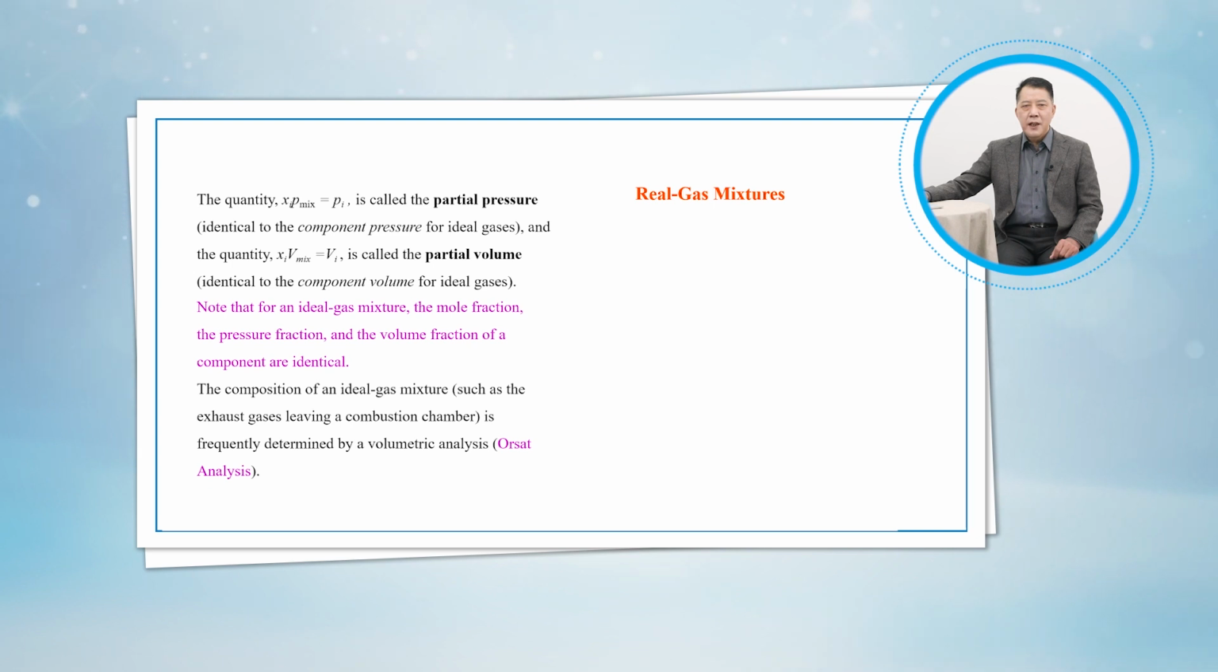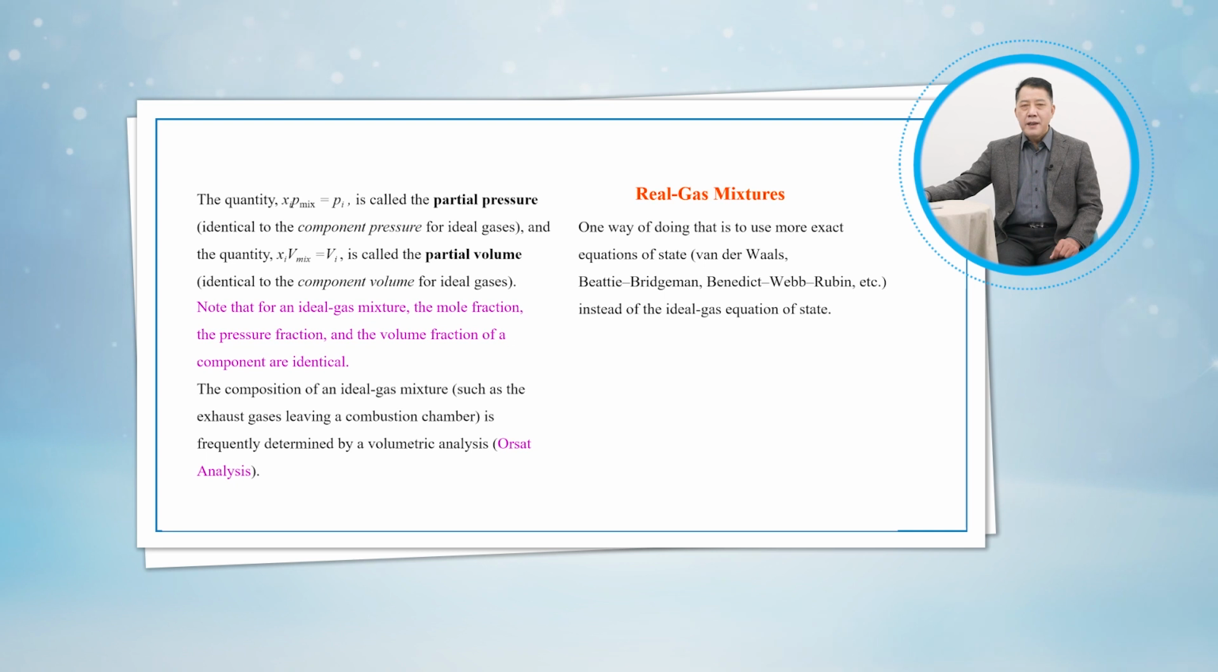Now, let's talk about the real gas mixtures. Dalton's law of additive pressures and Amagat's law of additive volumes can also be used for real gases, often with reasonable accuracy. This time, however, the component pressures or component volumes should be evaluated from relations that take into account the deviation of each component from real gas behavior. One way of doing that is to use more exact equations of state instead of the ideal gas equation of state.